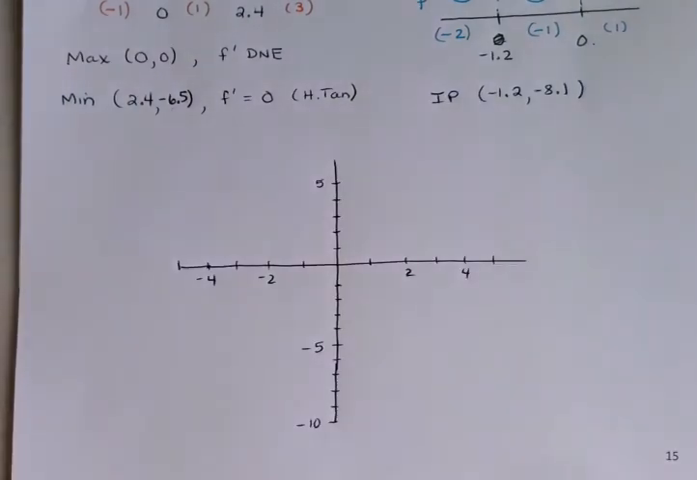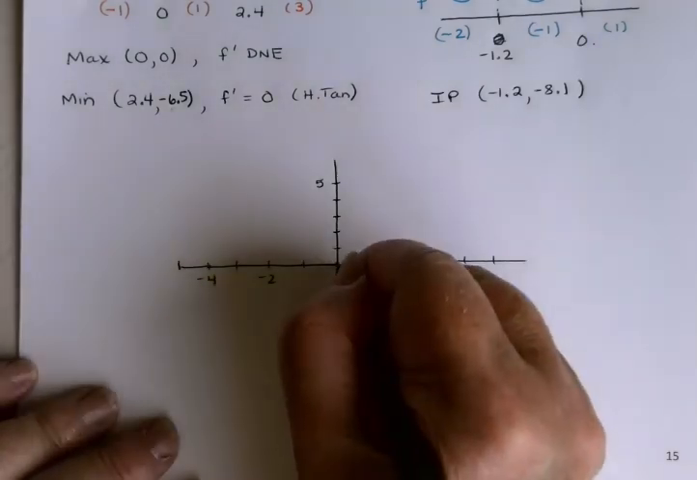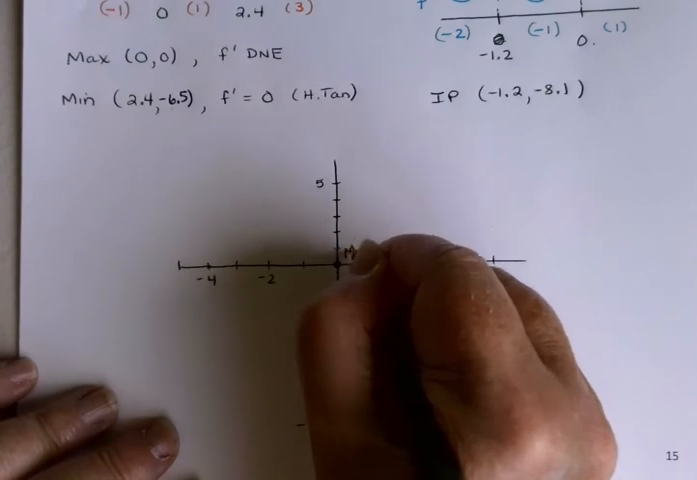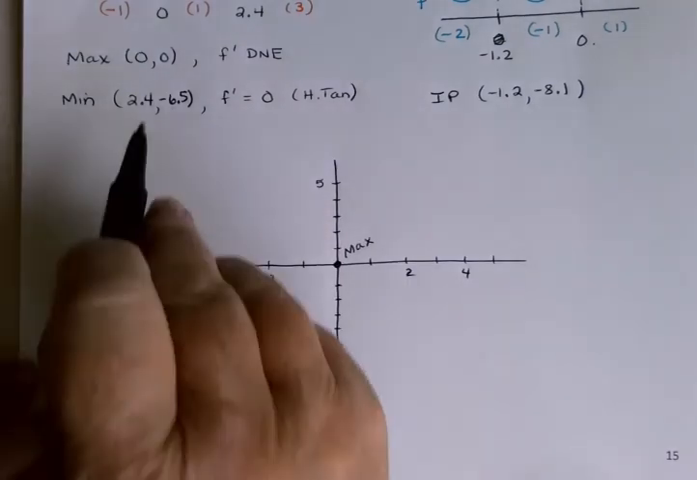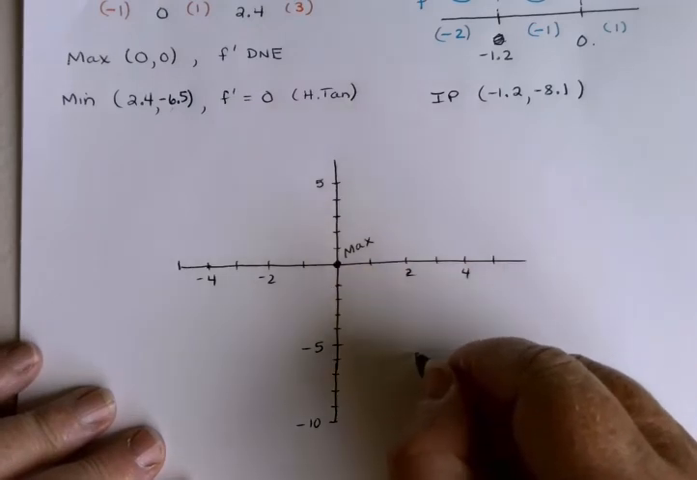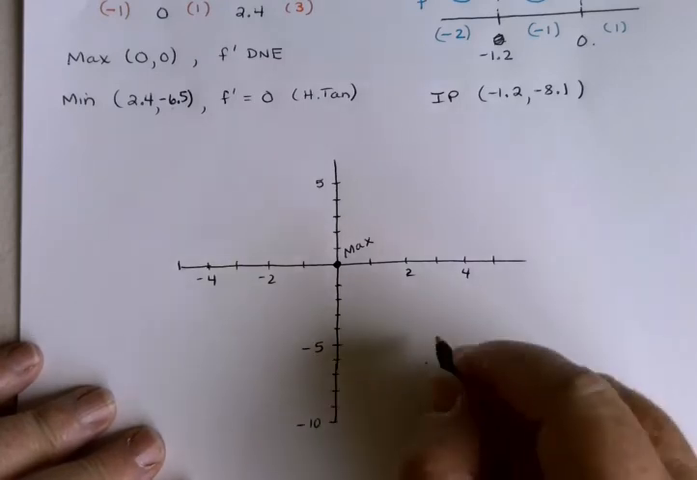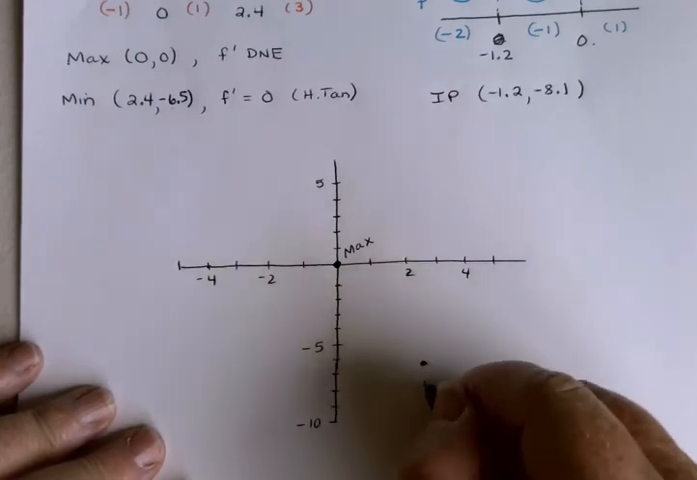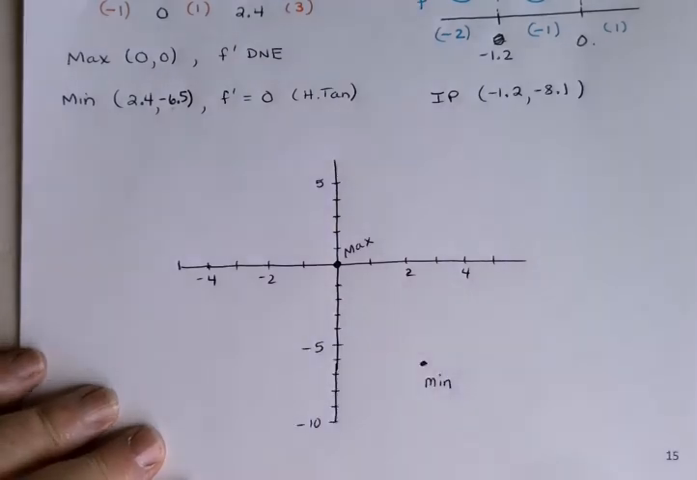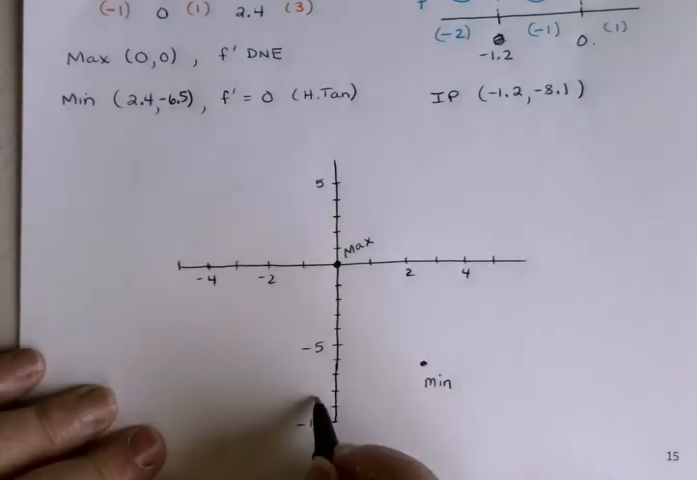And let's start marking our points. We have a maximum at 0, 0, and a minimum at 2.4, negative 6.5, around there. We have an inflection point at negative 1.2, negative 8.1. So about there.